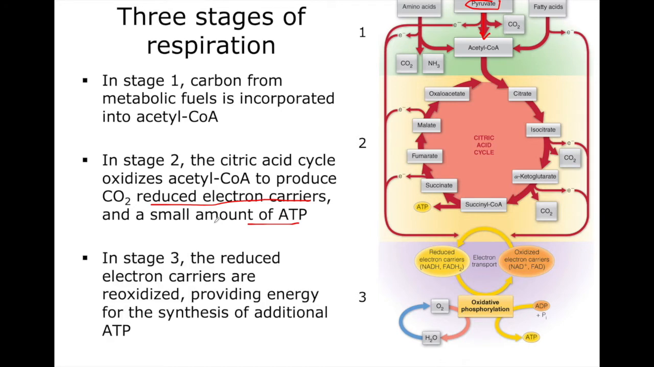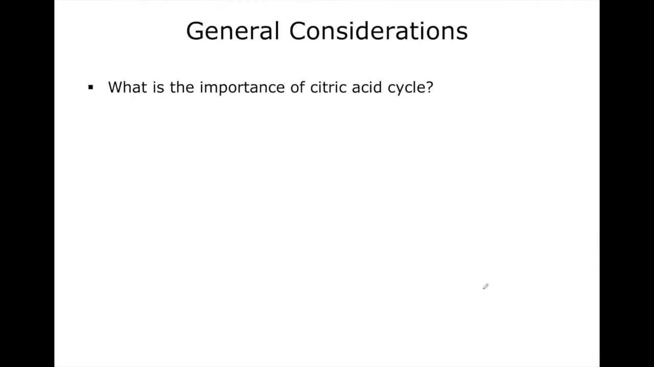And our third stage of respiration is where these reduced electron carriers deposit those electrons into what is called the electron transport chain. So that energy is ultimately used to produce most of our ATP through a process called oxidative phosphorylation. And we'll discuss that a little later.